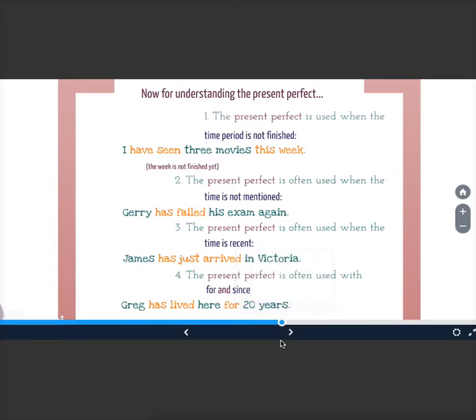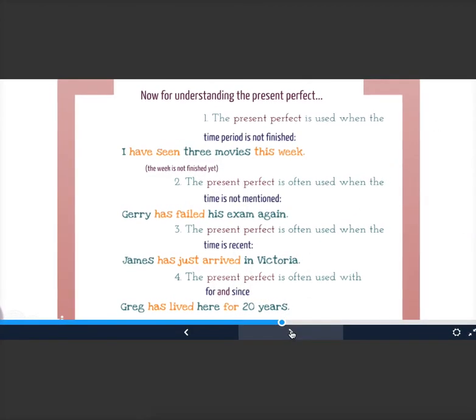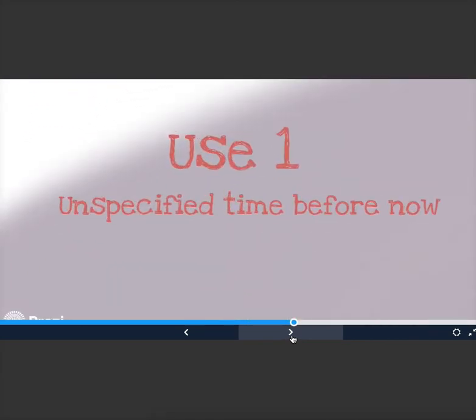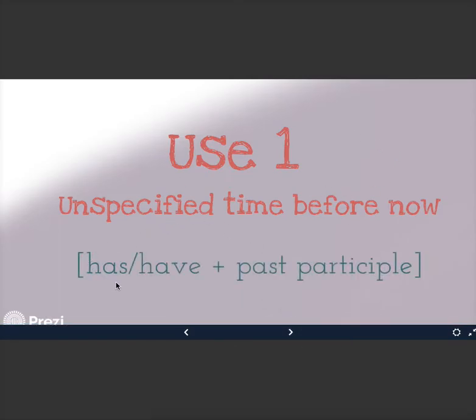Okay. Let's continue then. Don't forget, guys, the uses. Unspecified time before now. There are some uses. The ones that I mentioned, I am just going to give you some extra examples. You use, once again, have or has plus the past participle.